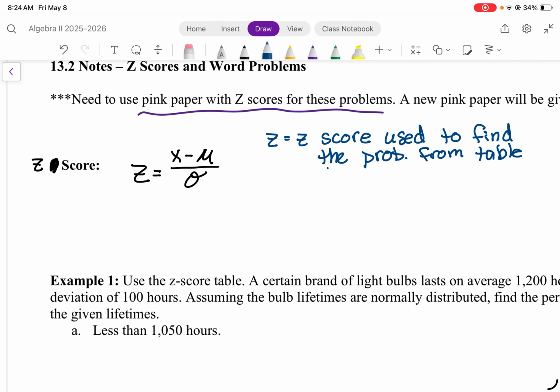All right. Then we have our mu, that stands for the average. Sometimes they're going to give you the average. Sometimes they'll ask you to find the average for it. That is what it's going to represent. Then just like with our normal distribution curve, we have our standard deviation.